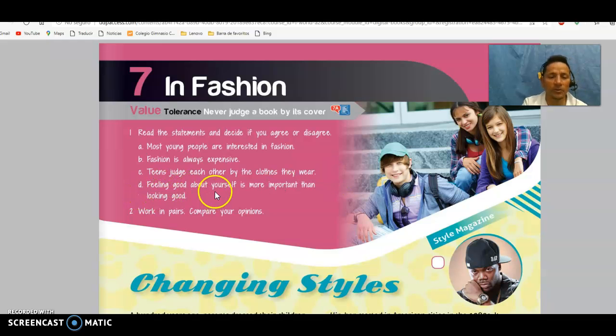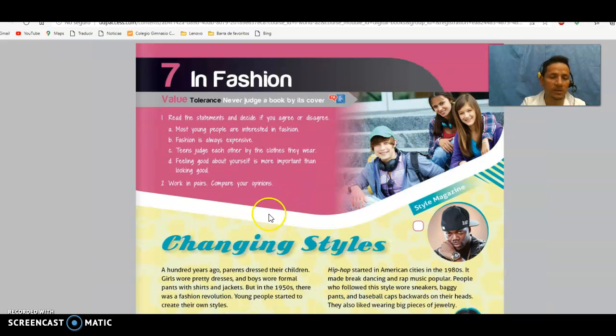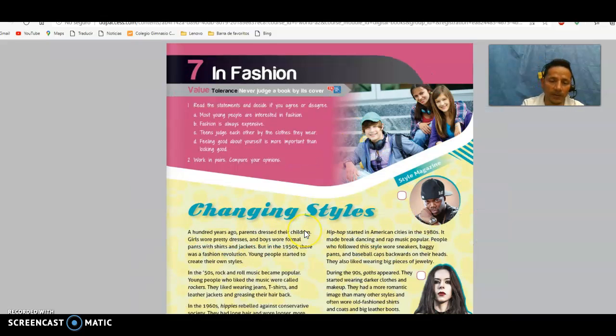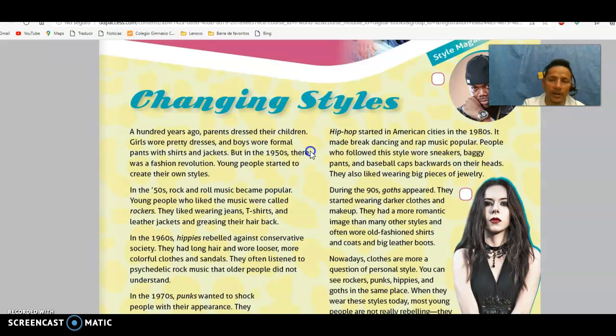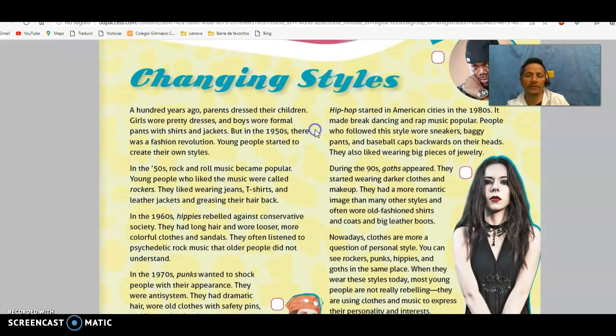D, feeling good about yourself is more important than looking good. That's good. So what do you think about yourself? Okay, and that's all. Working in pairs, compare your opinions. You can write here the answers or the suggestions that you have about fashion and so on. Let's go to the reading.